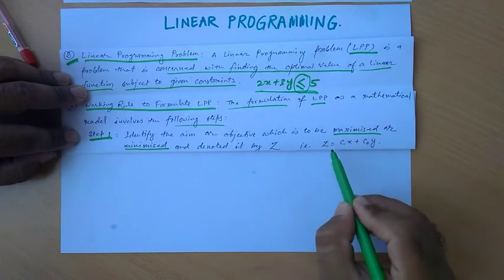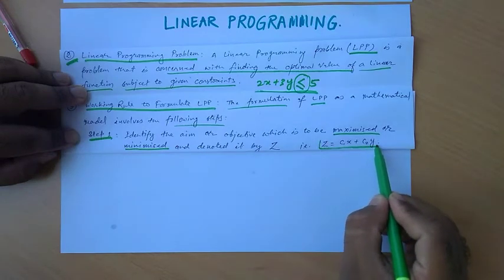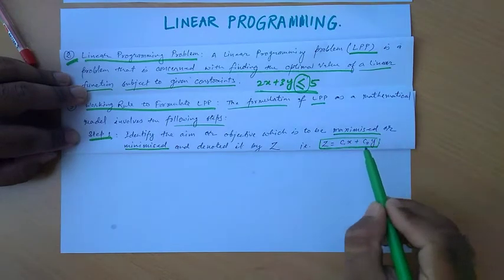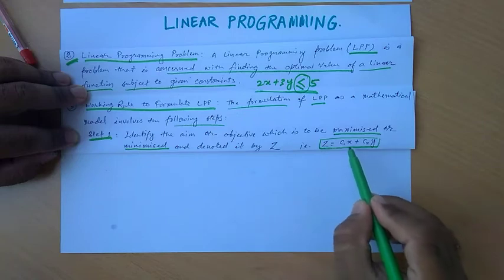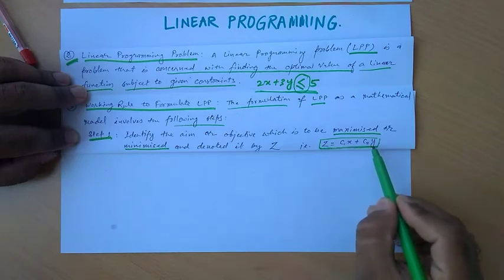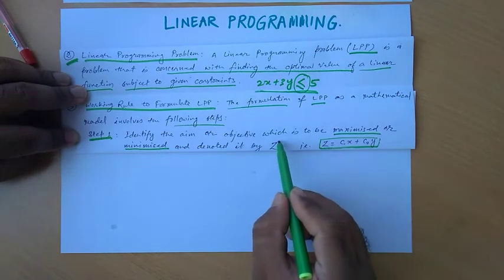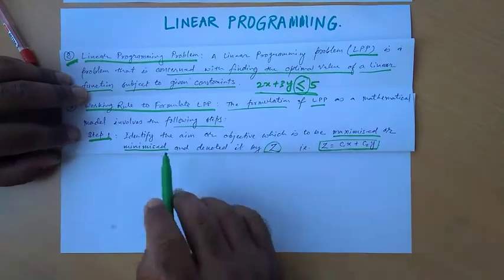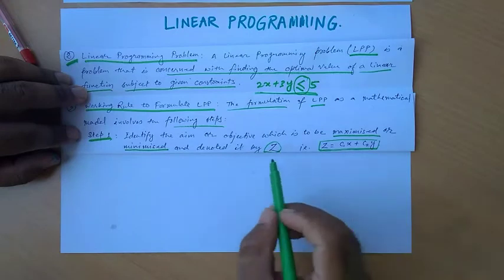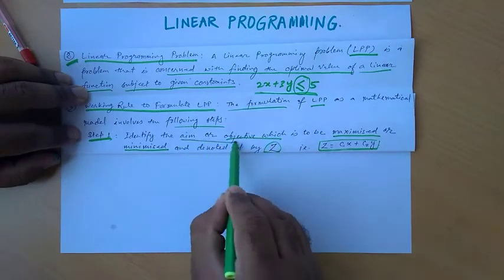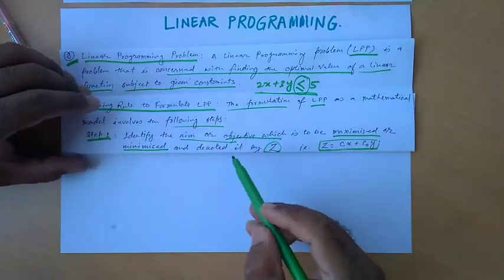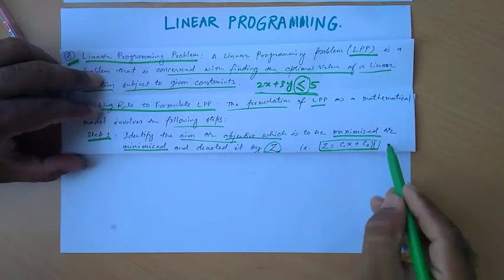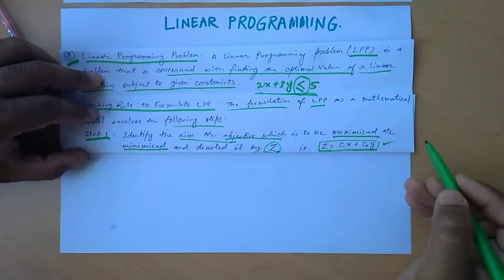This is an example I have written over here. Likewise you will get Z equal to C1x plus C2y. So mainly the objective function is denoted by Z only. So step 1, identify the aim or objective which you have to find out. This is the value which you need to find out.